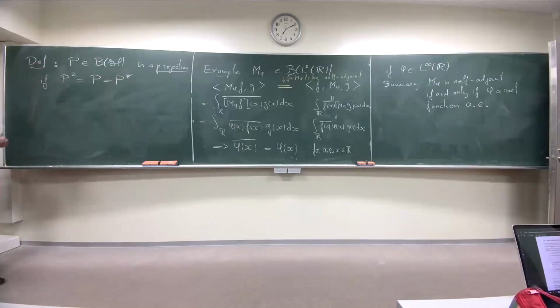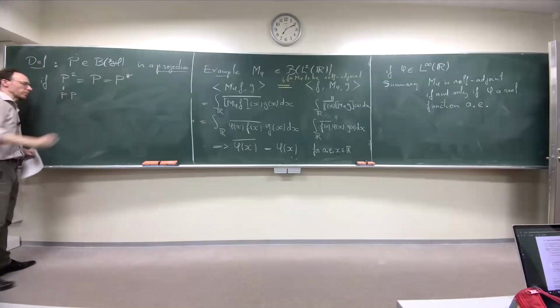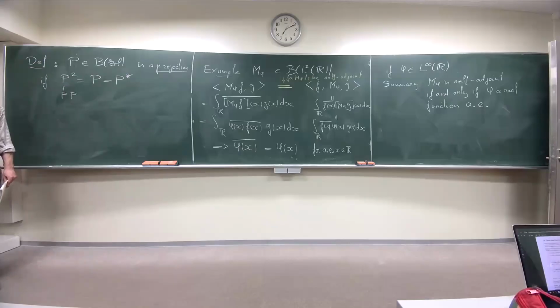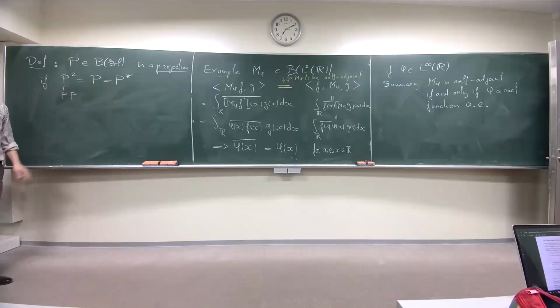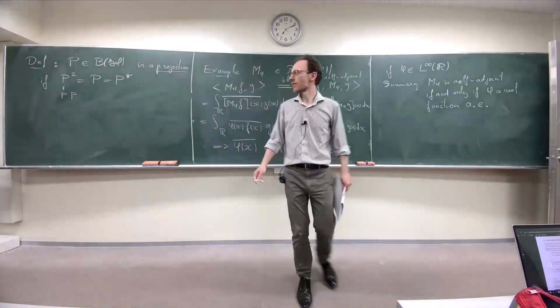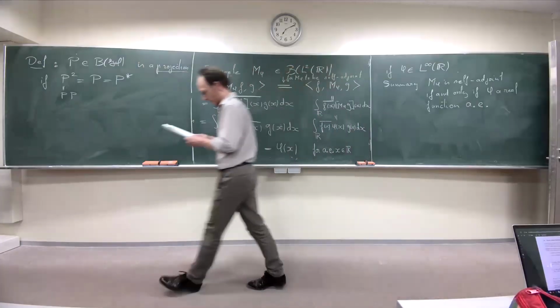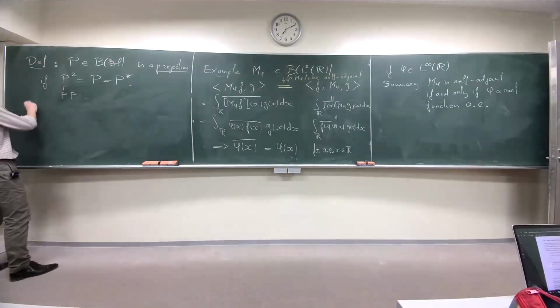So what does it mean? What is P square? Remember, P square is P, and then you apply P again. So it means you apply P a first time, and then a second time is just the same as doing it only once. And the adjoint, we know it. This is a definition of a projection. Why is it useful? Simply because, okay. So this is the end of the definition, but a remark.